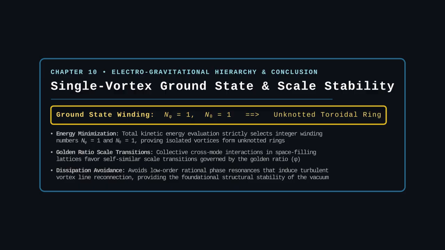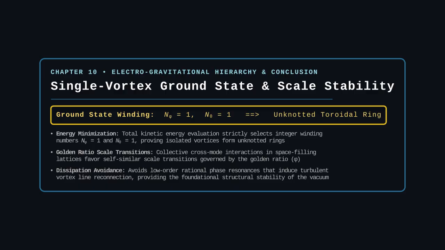Finally, regarding the single vortex ground state, evaluating the total kinetic energy of an isolated vortex ring in a superfluid substrate shows that global energy minimization strictly selects integer topological winding numbers n_phi equals 1 and n_theta equals 1. This proves that an isolated single vortex ring natively forms an unknotted one-to-one toroidal ring as its rest mass ground state.